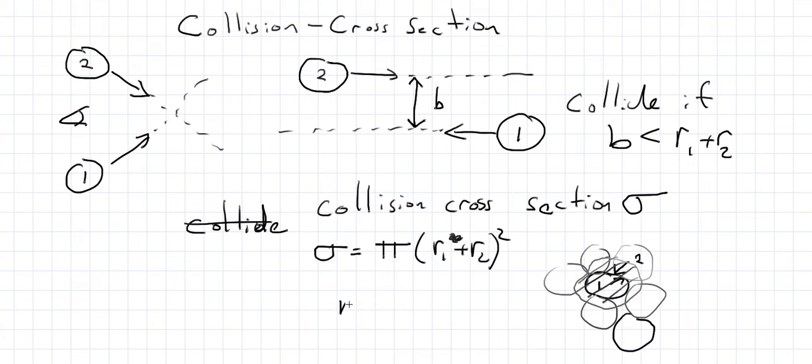So notice we've got meters squared. Typical values for collision cross-section are going to be on the order of 10 to the minus 19 meters squared. And you can see why. If you plug in a typical radius for a molecule, it might be a few hundred picometers. So you get that plus that, so maybe several hundred picometers. Square that times pi, you'll end up with a number that's on that order.